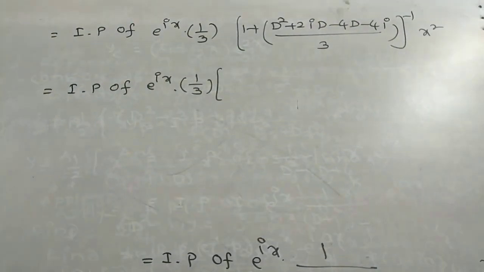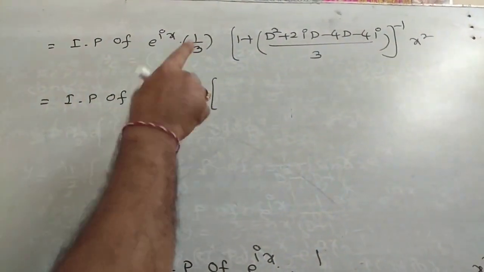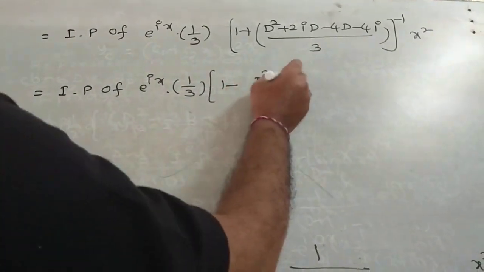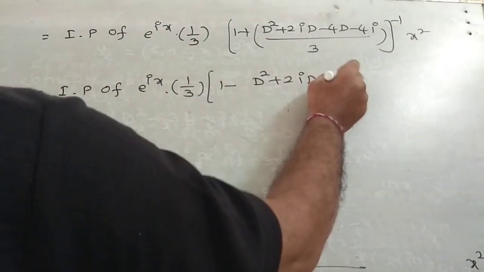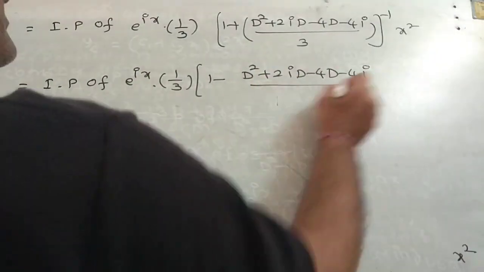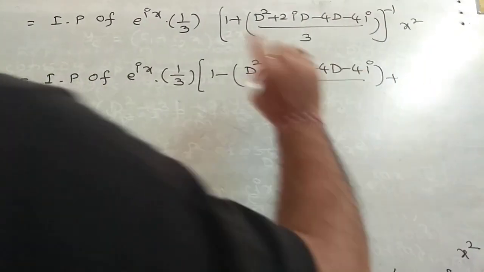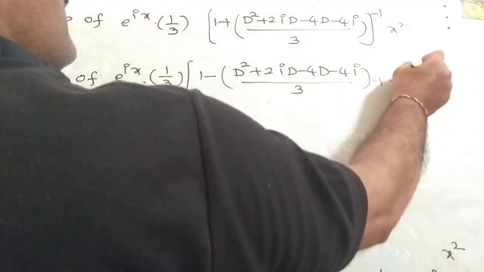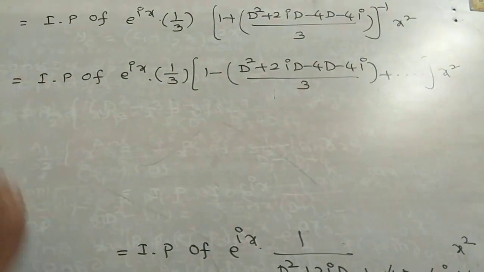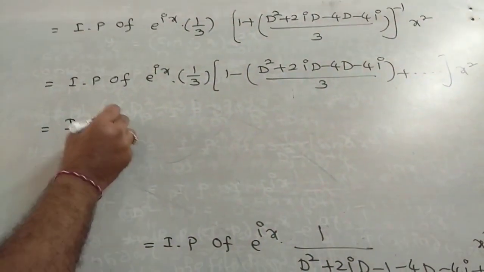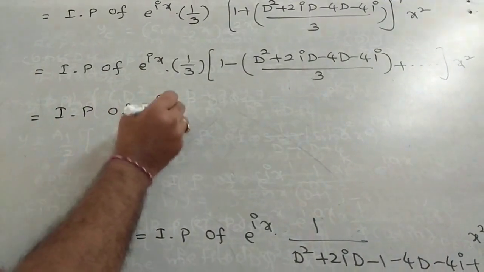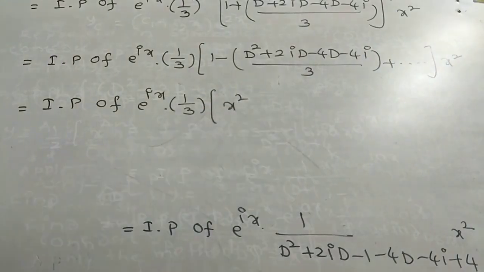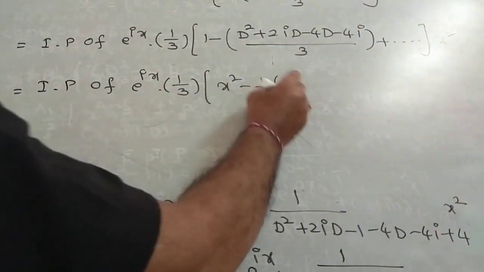I don't want to do much more simplification. It is 1 plus x whole power minus 1. I am just writing 1 minus D squared plus 2iD minus 4D minus 4i divided by 3. The next term becomes that value whole squared. So better you just make the simplification. This is of x squared. So now it is the imaginary part of e to the power ix into 1 by 3. I am just making the multiplication. It becomes x squared minus 1 by 3 as it is.